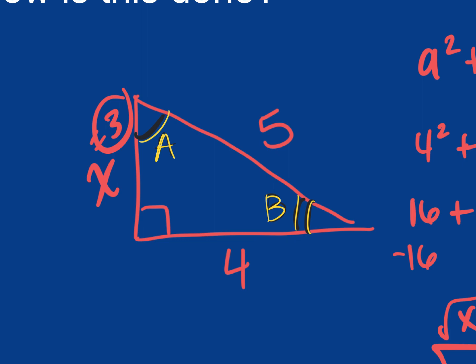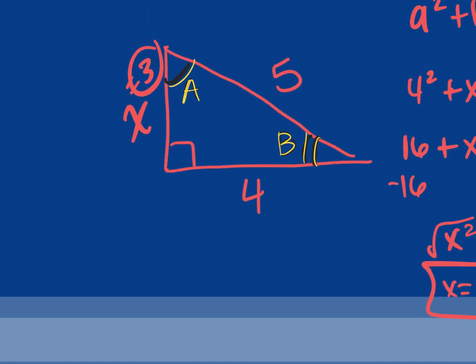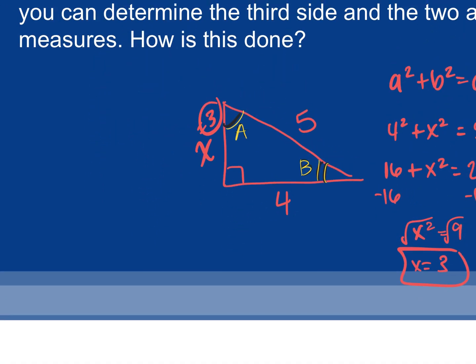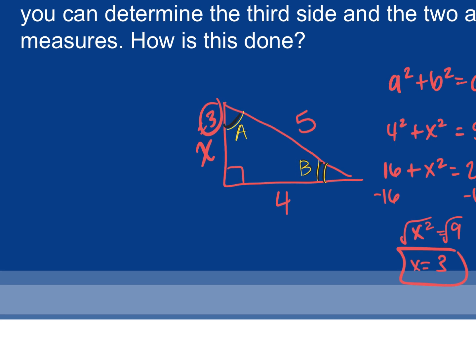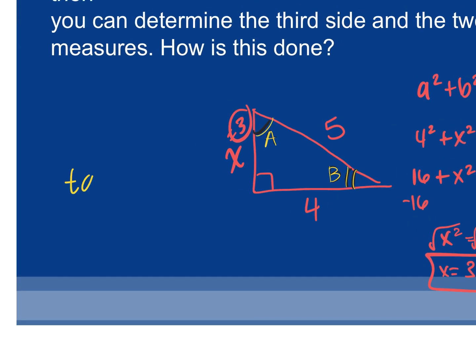So let's start with angle A. The cool part is we know all of the sides, so you can literally use whatever trig ratio you want. Which trig ratio do you want to use for letter A? Okay, let's use the tangent of angle A. What will be the tangent of angle A? What ratio will that create?